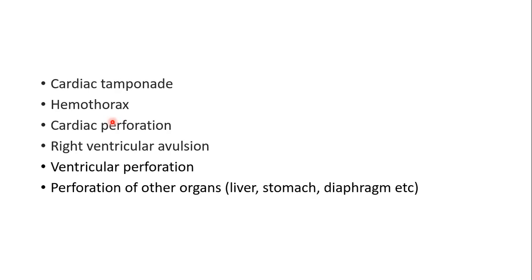and that may lead to bleeding, which may result in cardiac tamponade or hemopericardium. There may be hemothorax when the veins are inadvertently damaged in the course of introduction of the pacemaker lead or during the procedure. Right ventricular avulsion, right ventricular perforation, and perforation of other organs like the liver, stomach, diaphragm, and lungs.